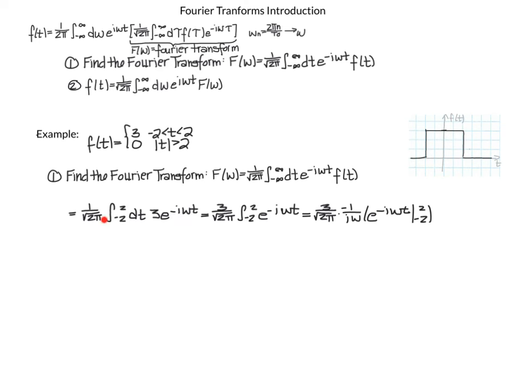And you can also do the integral from 2 to infinity, but then you're going to have to plug in 0 for your function, so the integral will go to 0. So we're just going to stick with negative 2 to 2, and then we have our function. Where is my formula? F of t, which is equal to 3, and then e to the negative i omega t, which I have written here.